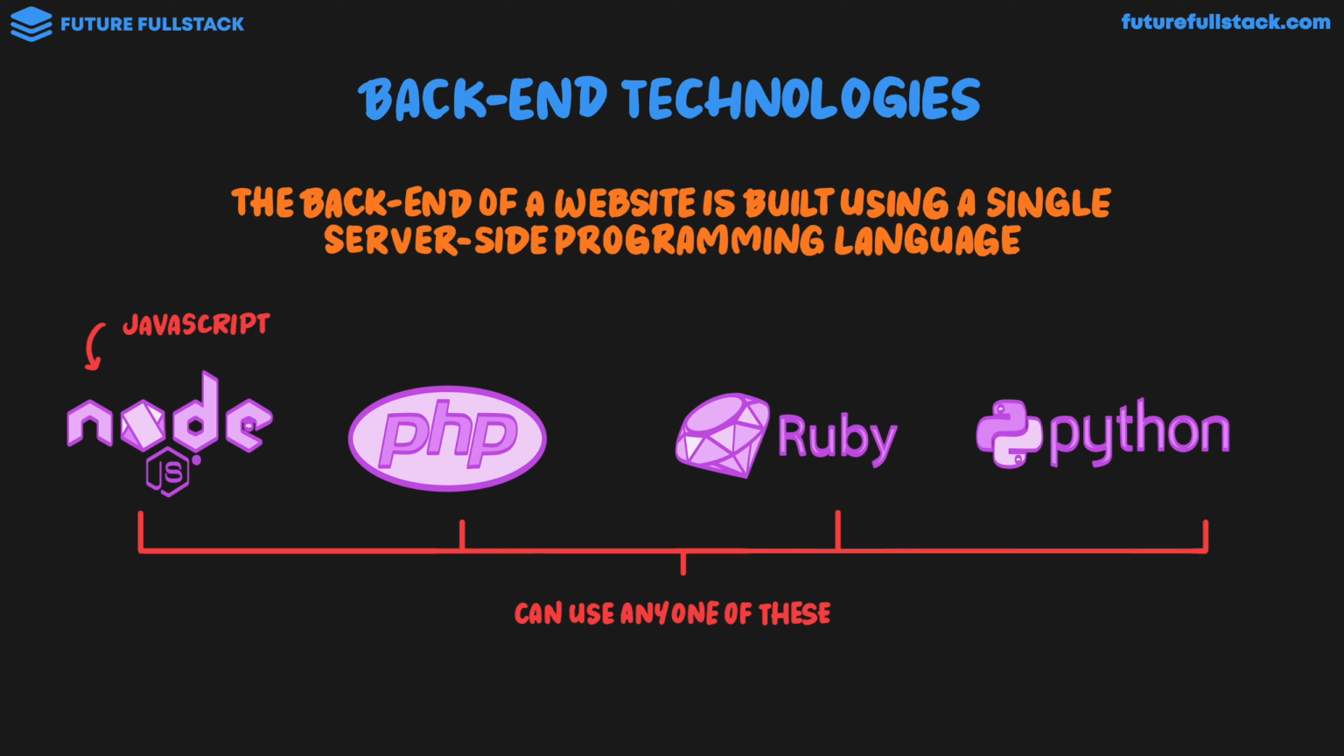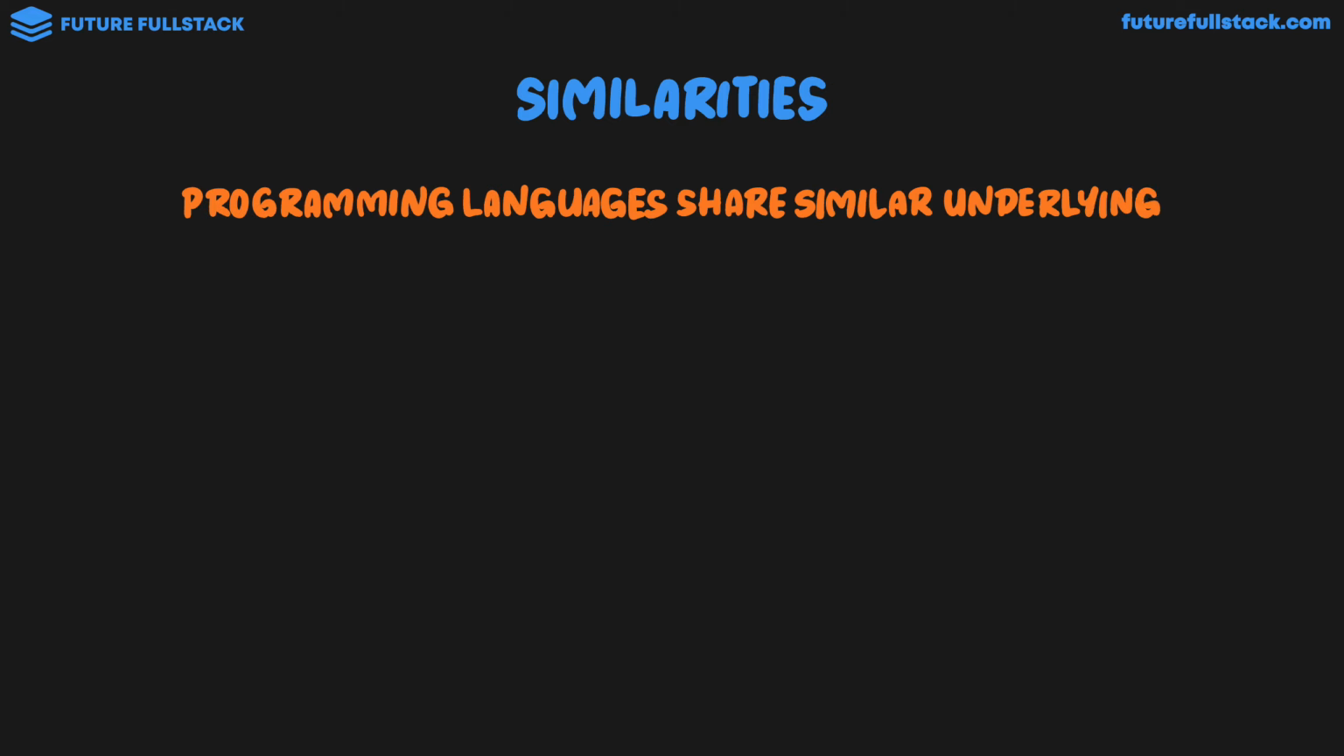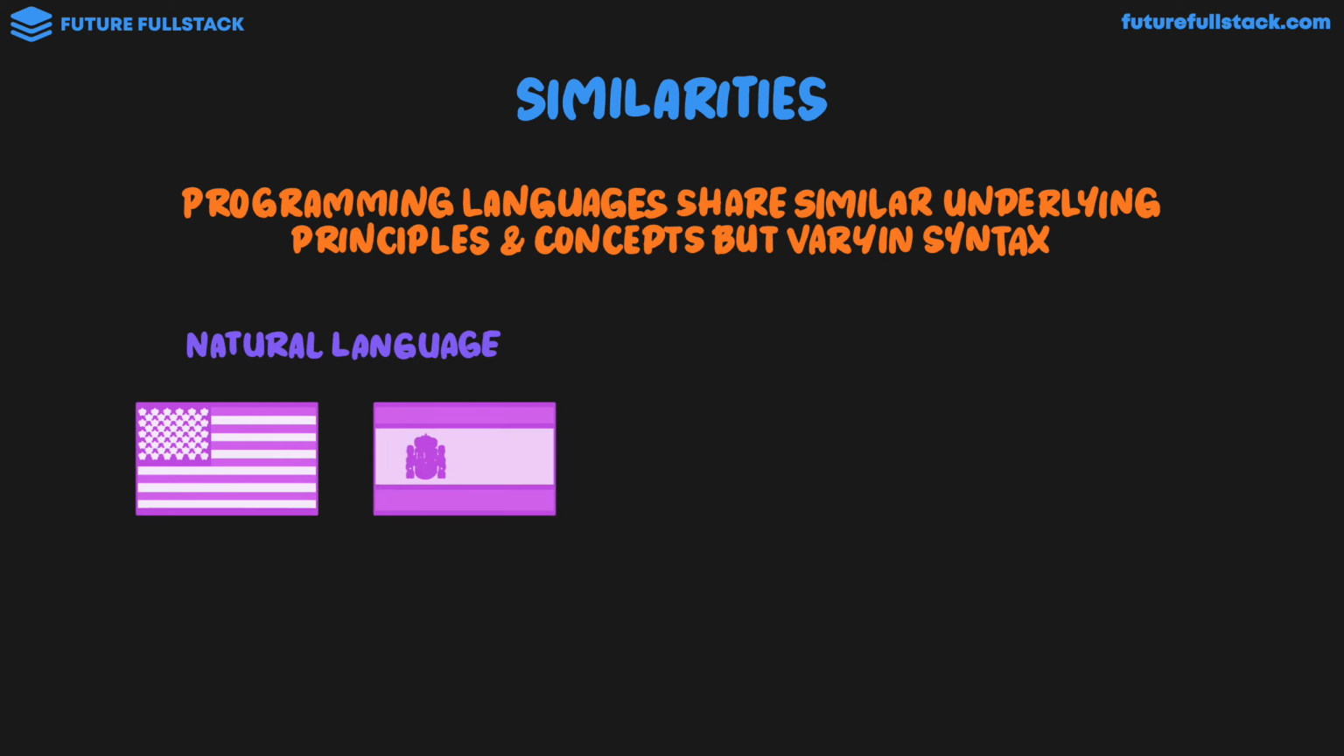Now, before we move on to talk about database technologies, I want to briefly discuss that although there are differences between server-side languages, there are a lot of similarities. Programming languages share similar underlying principles and concepts, but vary in syntax. Let's take a look at natural languages to explain this. While English and Spanish are quite different, they do share similar foundational rules, like having nouns, verbs, and adjectives. Looking at nouns, for example, the English noun territory is territorio in Spanish. Different, but similar.